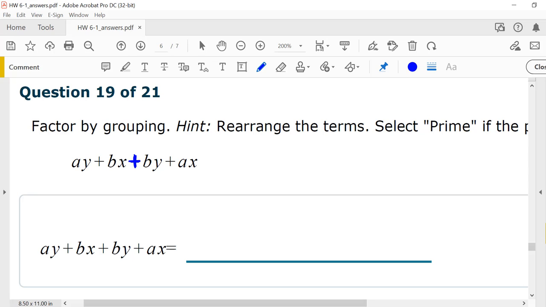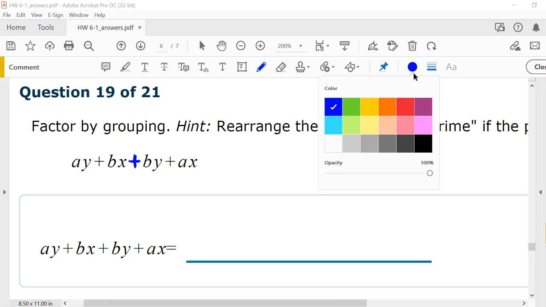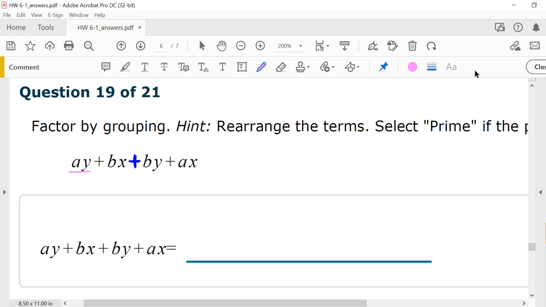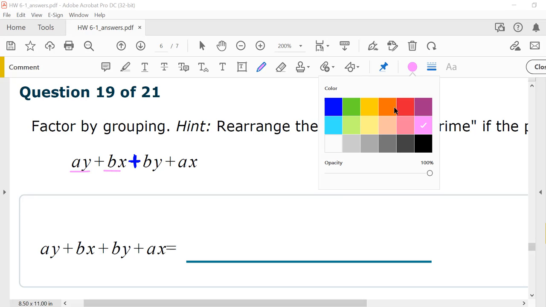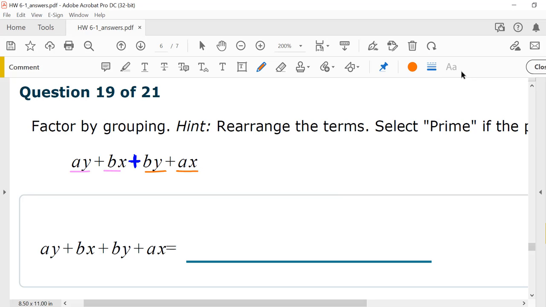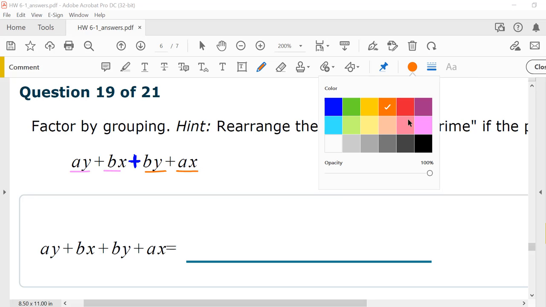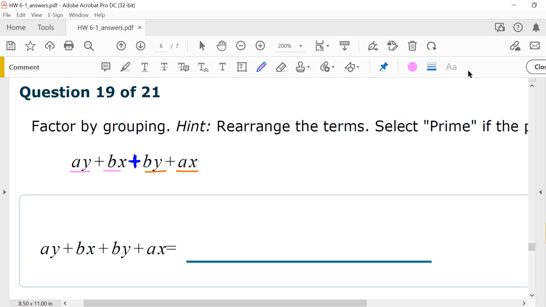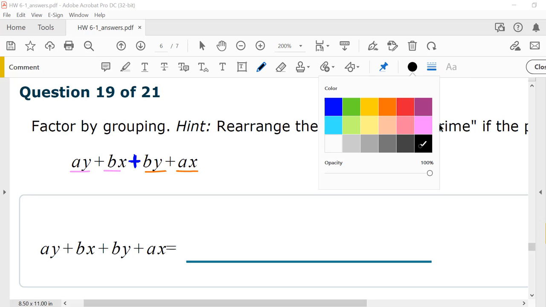So far, we've said, okay, put a big plus sign there in the middle. And I'm going to go group these two terms and then these two terms. With the pink two terms, what comes out? Anything? AY, BX. There's nothing in common other than 1. That's how I know I've got to rearrange the terms.